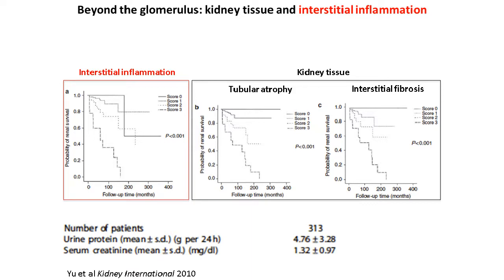In other words, the worse the inflammation, the worse off you are in terms of renal survival probability. In addition to the interstitial inflammation, there are also features of the kidney tissue that we won't necessarily go into detail on today, but it is interesting: you can see a concordance between these two graphs. There's interstitial inflammation, and tubular atrophy and interstitial fibrosis. The worse the tubular atrophy and fibrosis are, the worse the probability of renal survival. It could suggest that there is a relationship between the interstitial inflammation and kidney tissue damage.